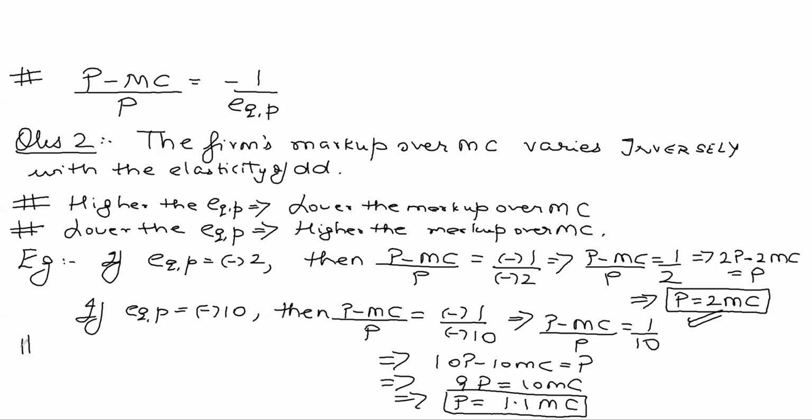So as EQP increases from 2 to 10, I am looking at the absolute value. I am ignoring the negative sign because elasticity of demand is negative, because the demand curve is downward sloping. So we don't have to deal with the negative sign. Look at the absolute value. When EQP increases from 2 to 10, the markup falls. The markup over the marginal cost falls. So I hope all the students have understood this.